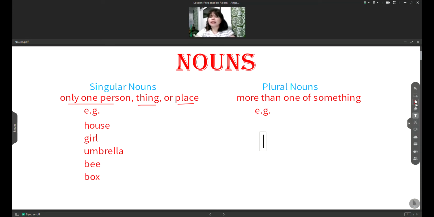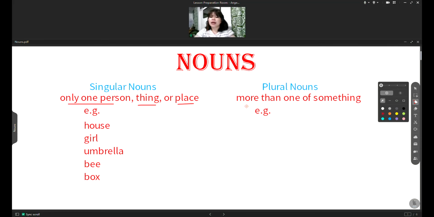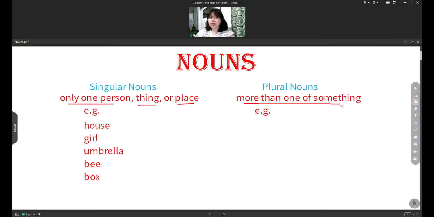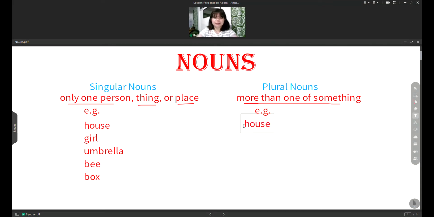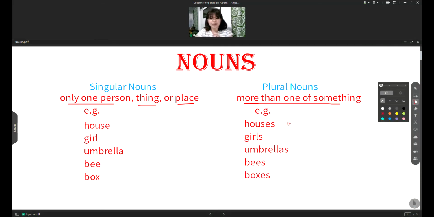Now, plural nouns refer to more than one of something, or two or more, or many. Now let's have some examples too. We have here houses, girls, umbrellas, bees, boxes.